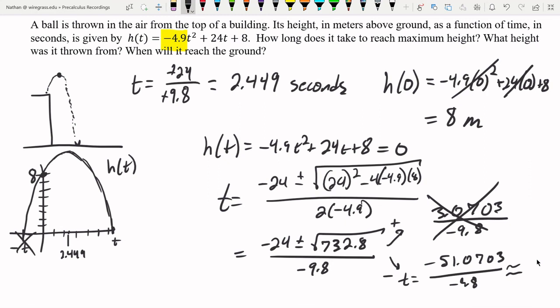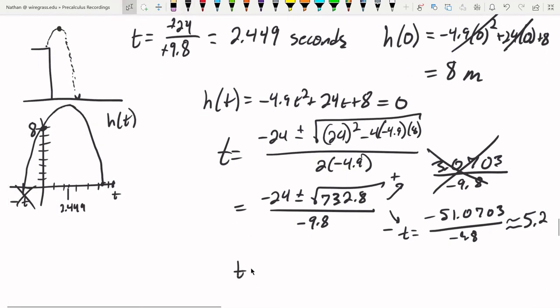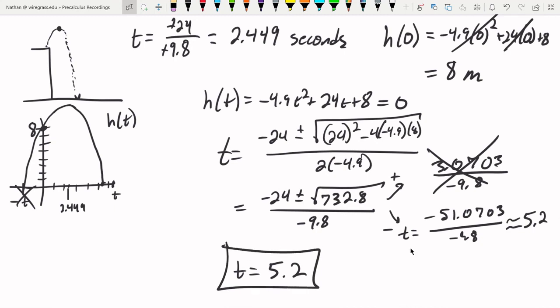5.2. So I have it as 1, 2, 3, 4, 5. My graph is wrong. It's actually about right here. So I can cut that off, and it looks like this. So it's in the air for a total of 5.2 seconds, and after that is when it will hit the ground.